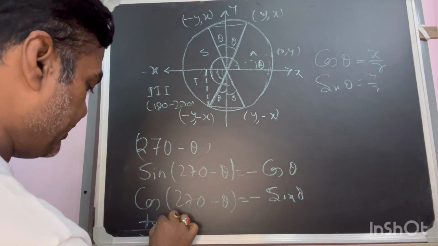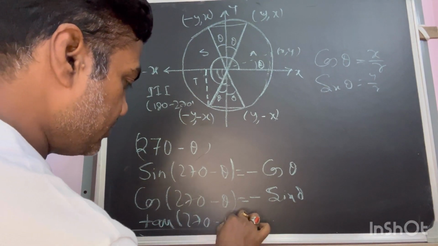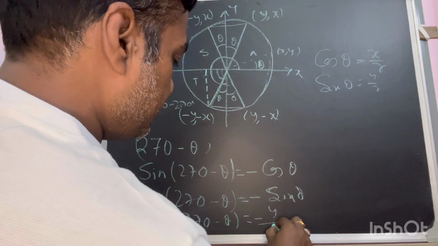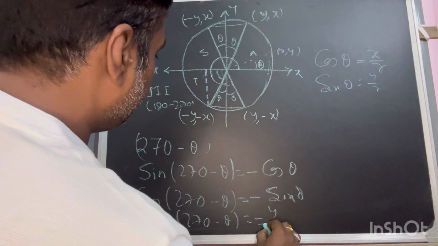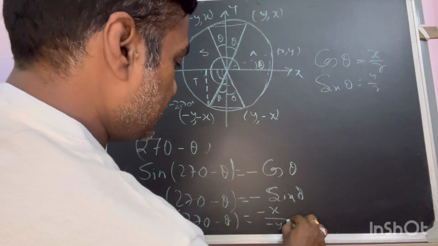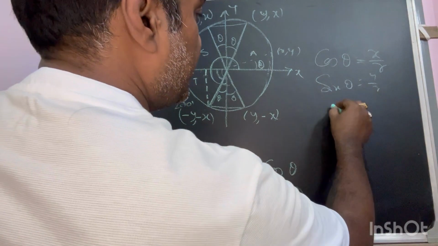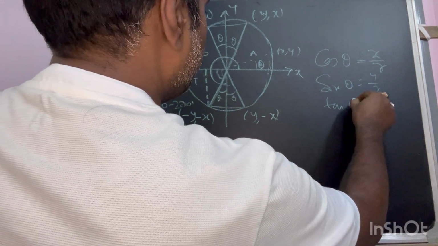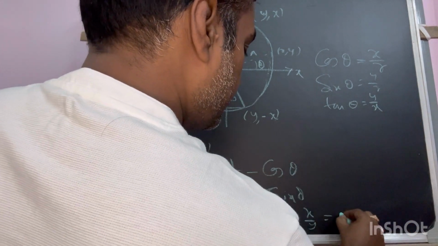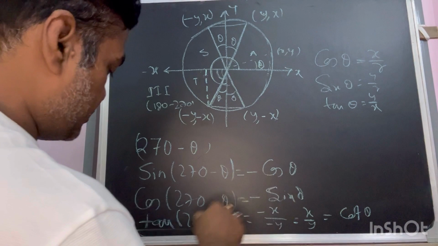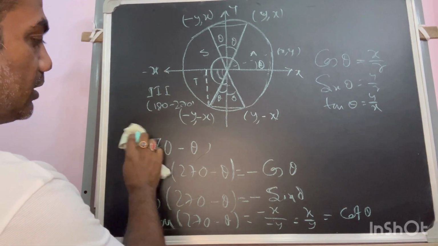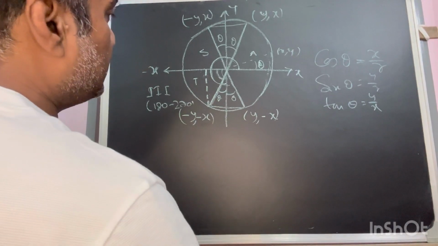Now talk about tan 270 minus theta. That will become what? Minus y by minus x by minus y, that is equal to x by y. Now here tan is equal to y by x. So reverse of that will be cot theta, but this is coming positive. So tan here it is positive. Tan 270 minus theta is equal to cot theta.